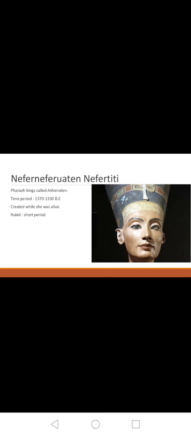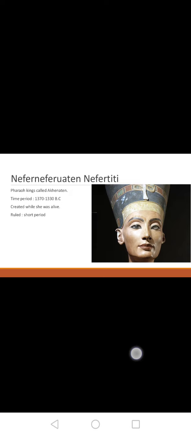Queen Nefertiti was the consort of one of the pharaoh kings called Akhenaten. She lived from 1370 to 1330 BC. She ruled Egypt for a short period of time after the death of King Akhenaten.